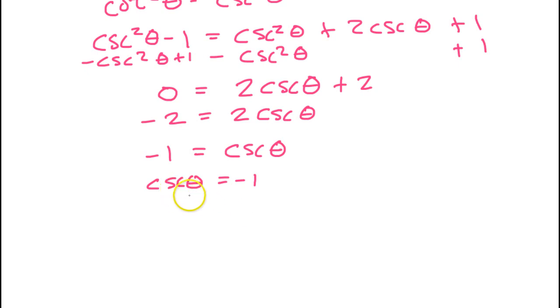Now, cosecant is the reciprocal of sine. So taking the reciprocal of both sides, we will have sine theta is equal to negative 1. The reciprocal of negative 1 is still negative 1. And this is going to be a quadrantal angle situation.